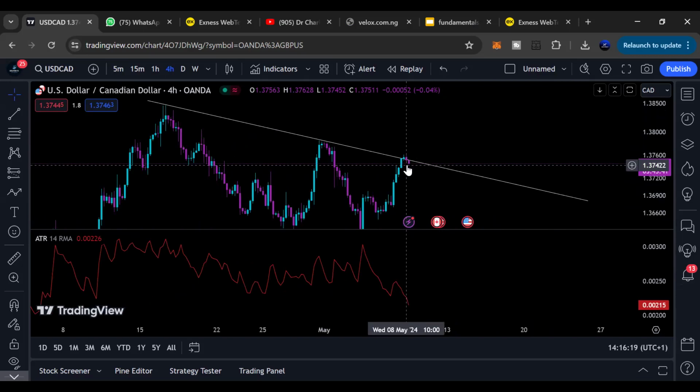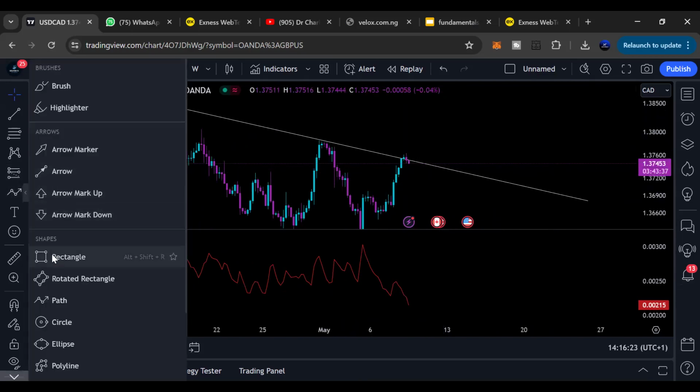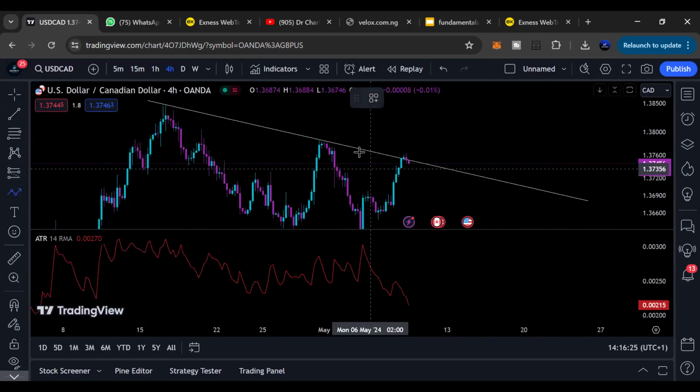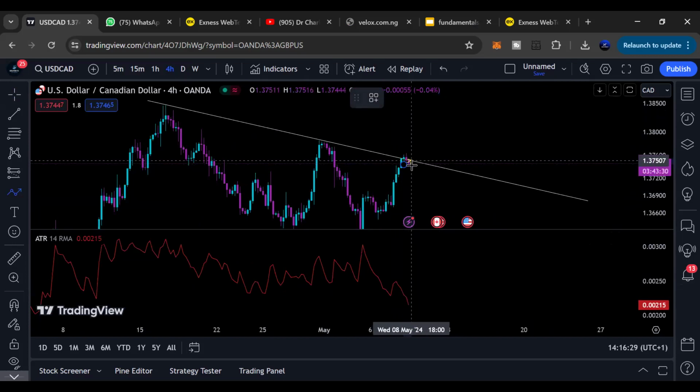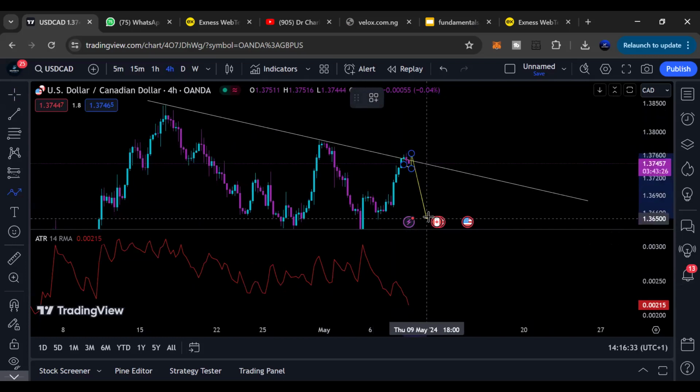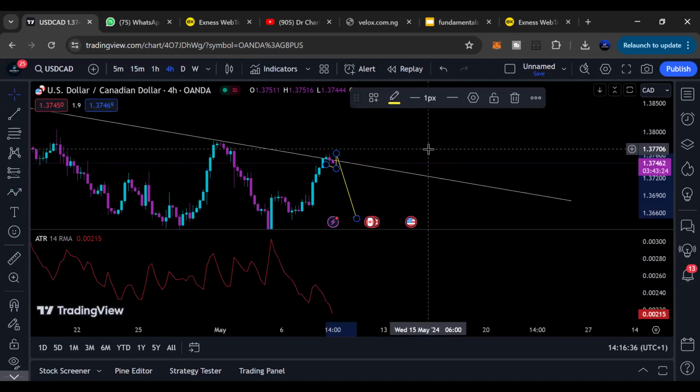1.37628. But I'm saying it's wrong because there's a possibility that this market could just go up from here now. Remember, we are using the 4-hour chart. There's a possibility that if you go to a lower time frame, this thing could just go down, act as if it wants to go down, then go up, take out the stop loss, and then start going down. It happens many times. It happens most of the time.